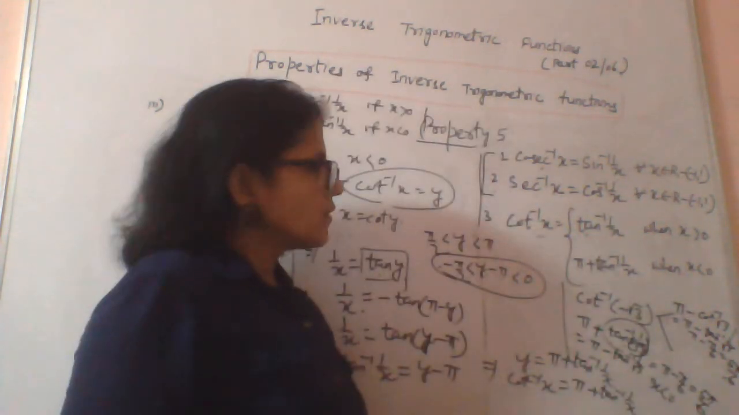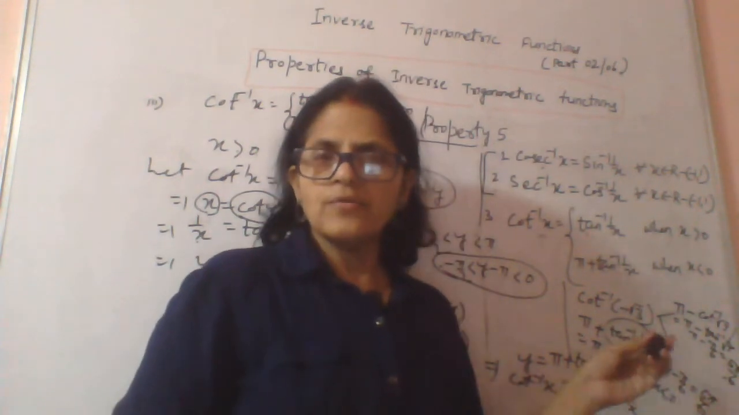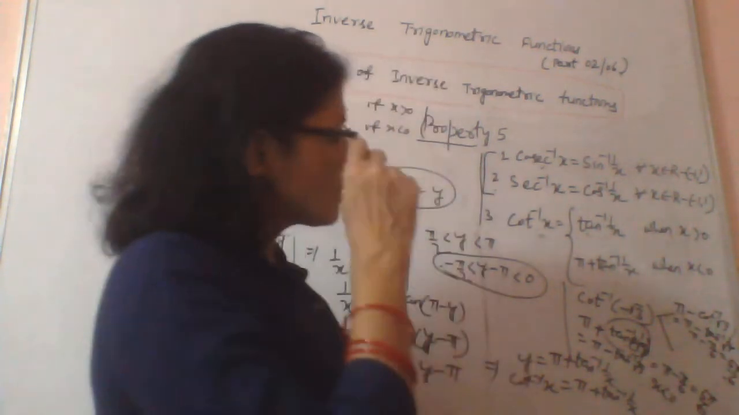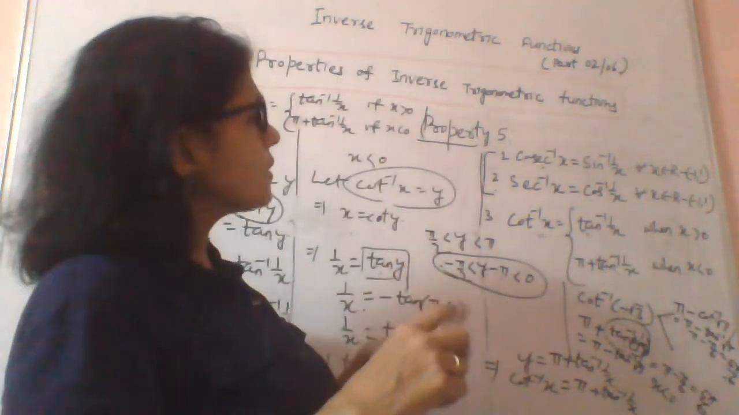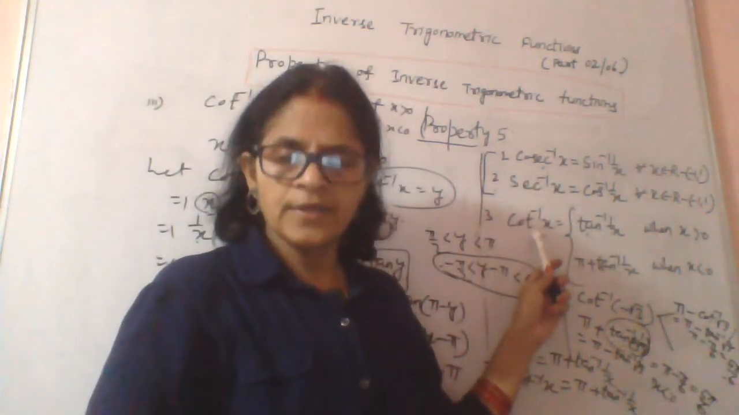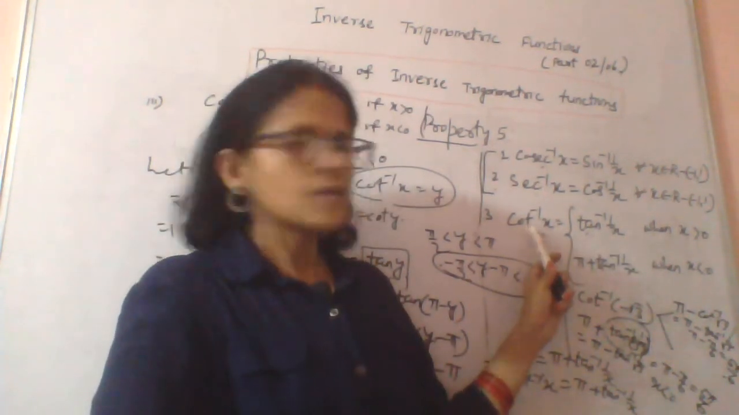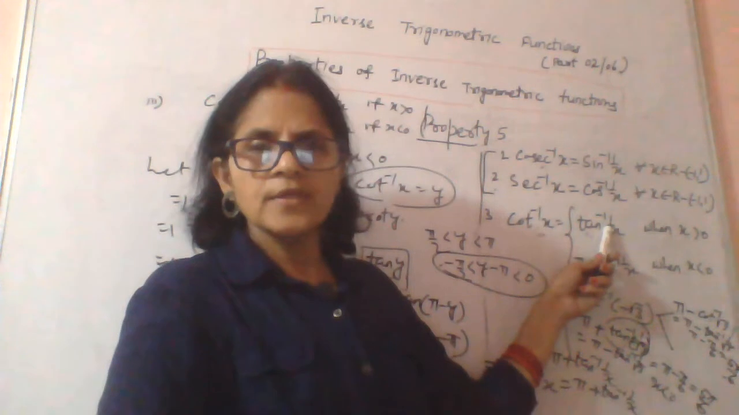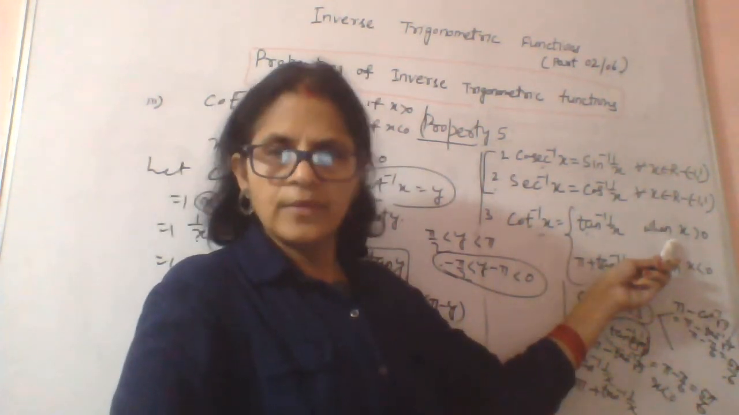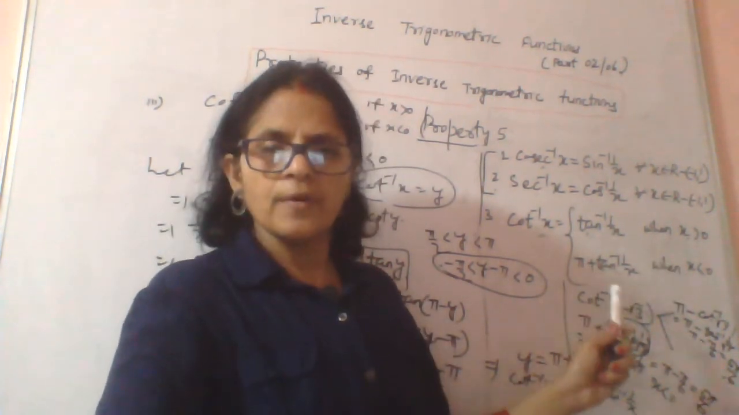Is it clear? Either you do it this way, or you solve the question that way. You are getting the answer 5 pi by 6. I think it's a very interesting property in fact. These are the three properties, out of which this one is a bit tricky. So please be very careful while applying cot inverse x equals tan inverse 1 by x. You really have to see whether your x is greater than 0 or not. If x is less than 0, then this additional pi will come.